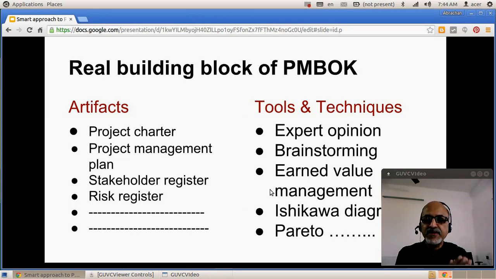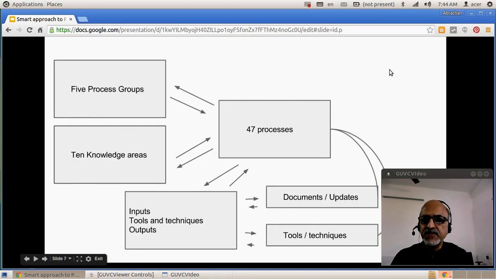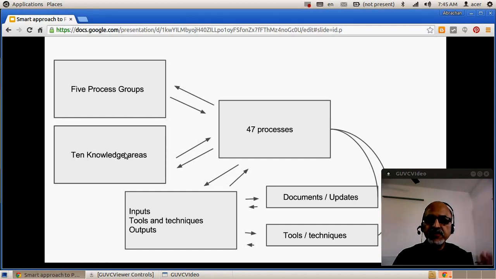So first you understand the artifacts, then the tools and techniques to be used, then it is only a rearrangement of these artifacts and tools and techniques, process after process, 47 times. I've created a pictorial representation to summarize what we discussed. There are 5 process groups of initiation, planning, execution, monitoring and controlling, and closing. And there are 10 knowledge areas like integration management, scope management, time management, procurement management, communications, likewise. And there are 47 processes which are grouped into these 5 process groups and the 10 knowledge areas.